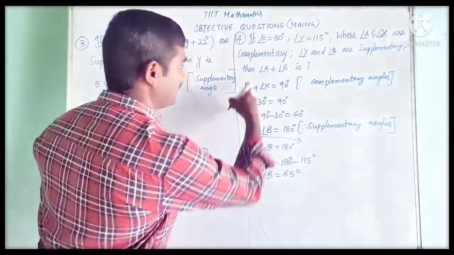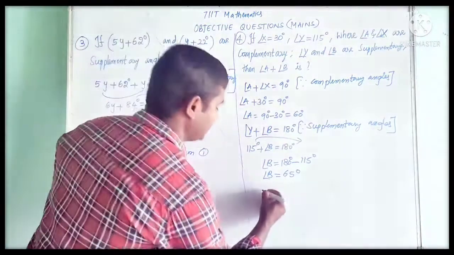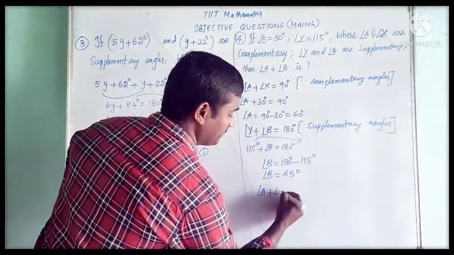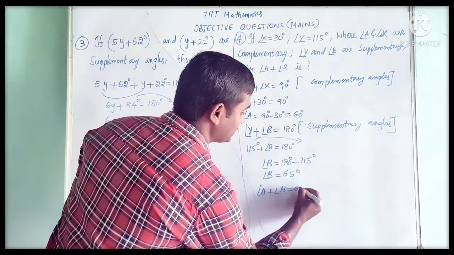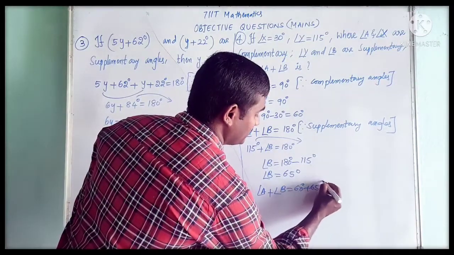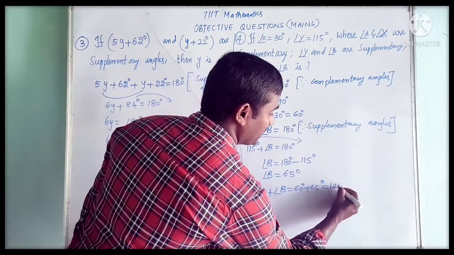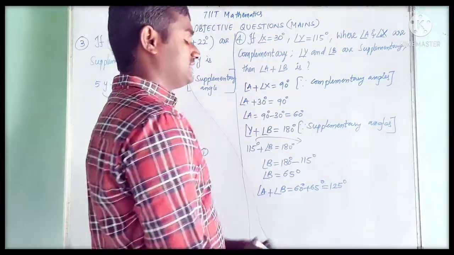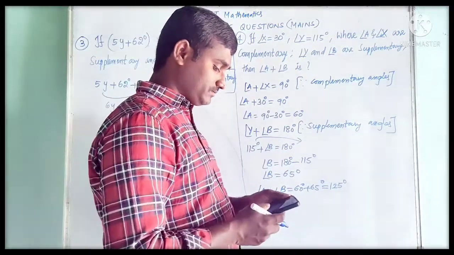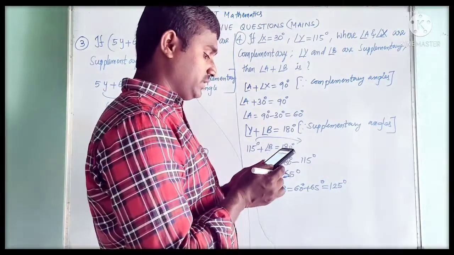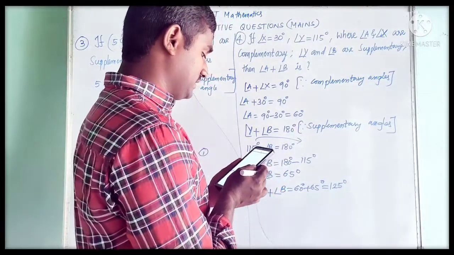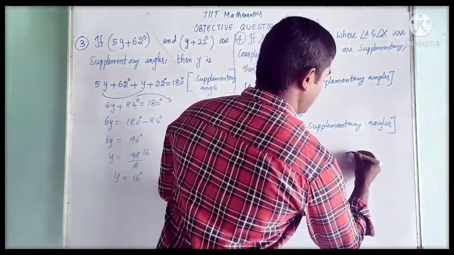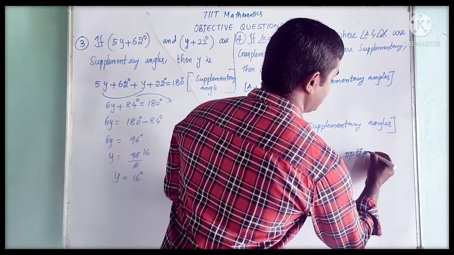Angle A is how much? 60 degrees. So what we need to find? Angle A plus angle B. So therefore angle A plus angle B equal to 60 plus 65 degrees, which is equal to 125 degrees. What is the correct option we have? Option 3 is the correct option for this.